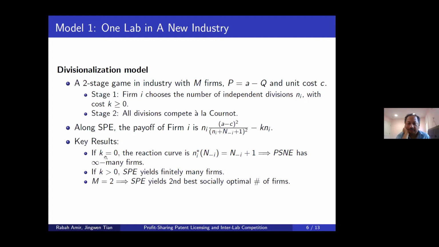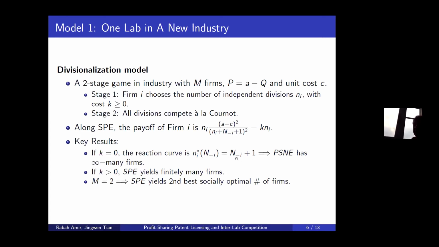So if K is 0, this is Yair's comment a little earlier, then it's known. You can just take the first order condition. The reaction curve of lab I is this one. So the optimal number of firms chosen by lab I, in response to this many firms, capital N sub minus 1, by all other labs, just comes from the first order condition of this payoff. It's however many firms are picked by all others, you add 1. And this is if there's no fixed cost.